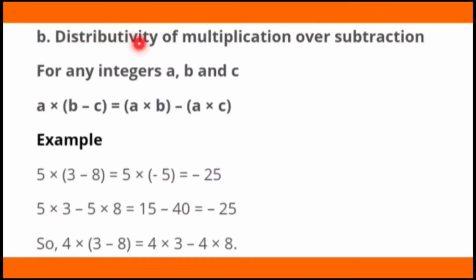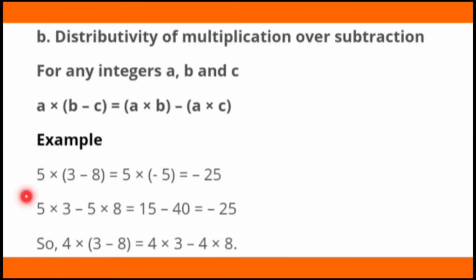Next, distributivity of multiplication over subtraction. Similar to addition, here it is subtraction. See here, 5 into (3 minus 8). First you have to do the operation in the bracket. 3 minus 8 is equal to minus 5. Minus 5 into 5 equals minus 25.